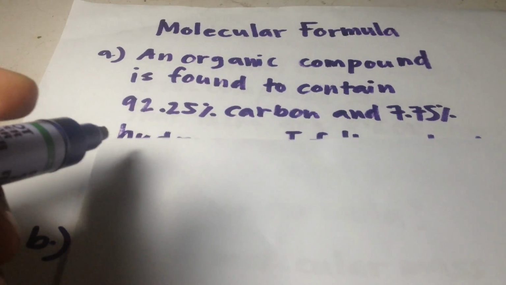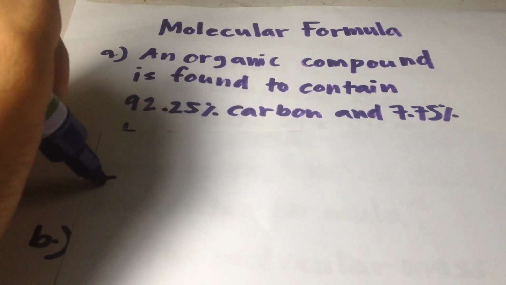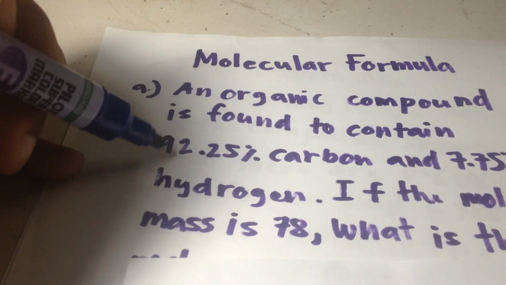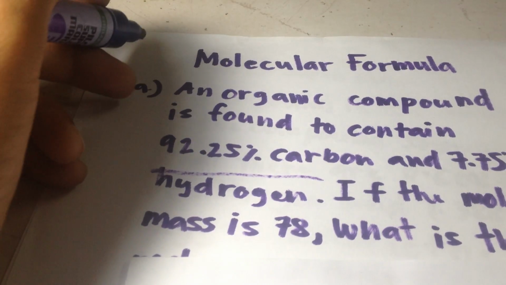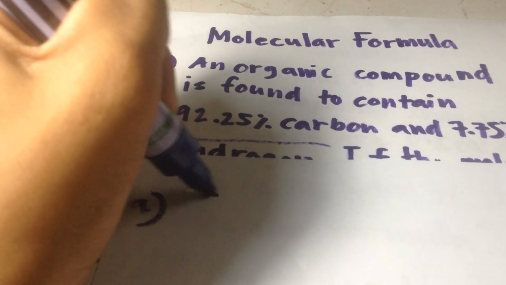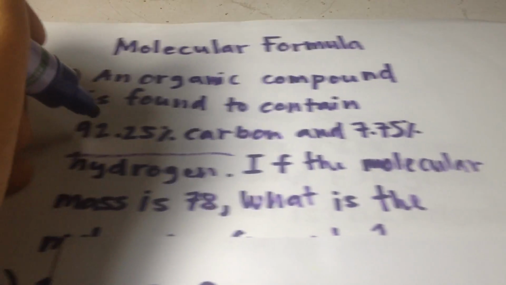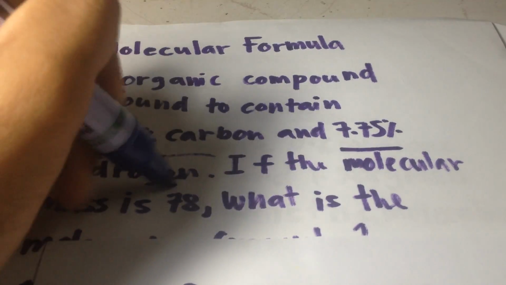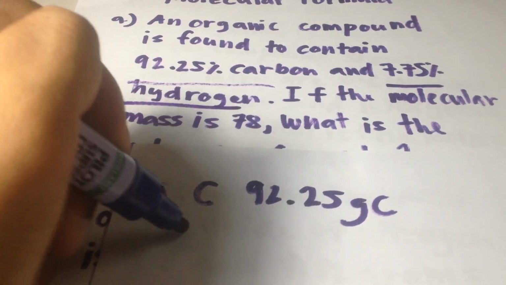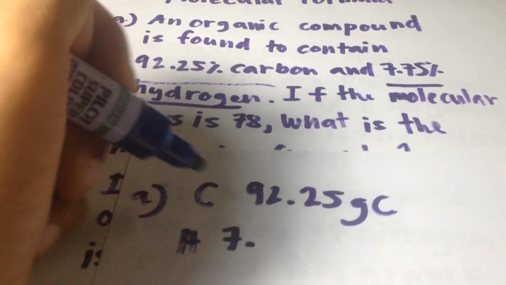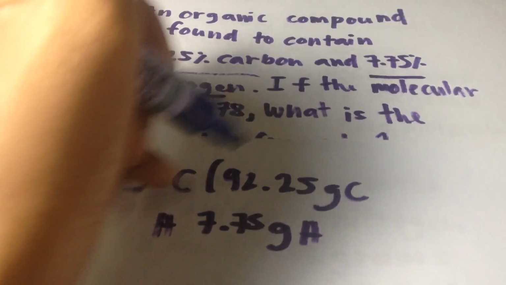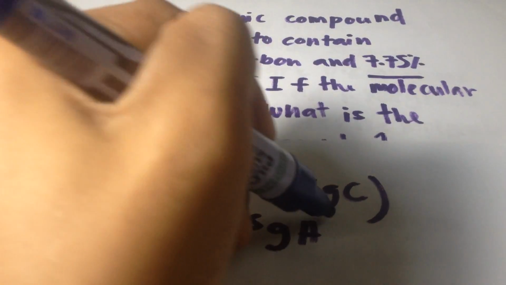So in letter A, the carbon has 92.25%, so we have 92.25 grams of carbon. And how about hydrogen? It has 7.75%, so we have 7.75 grams of hydrogen. So we need to multiply by each molar mass or formula mass.